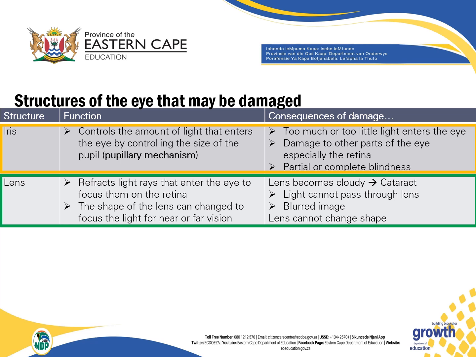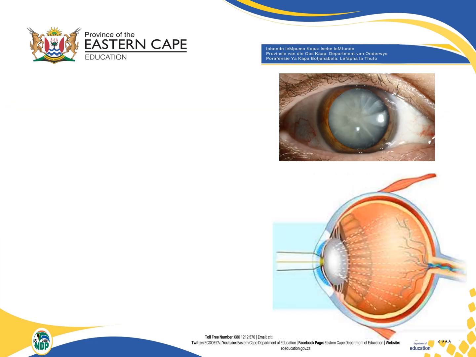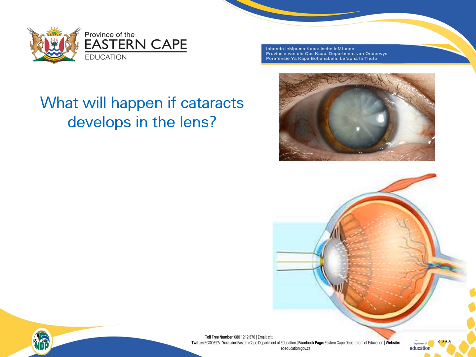The lens can also lose its ability to change shape. And if it loses its ability to change shape, it means that it can no longer focus light on the back of the eye. Let's look more closely at the consequences of this damage. Let's have a look at how cataracts will affect vision. What will happen if cataracts develop in the lens?